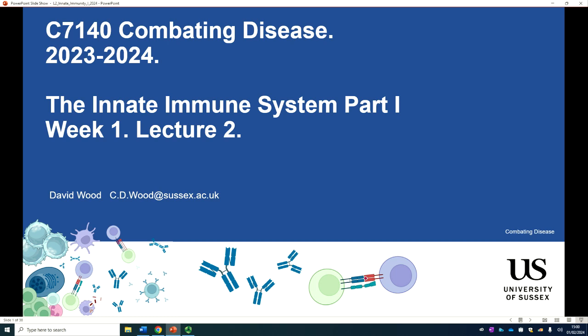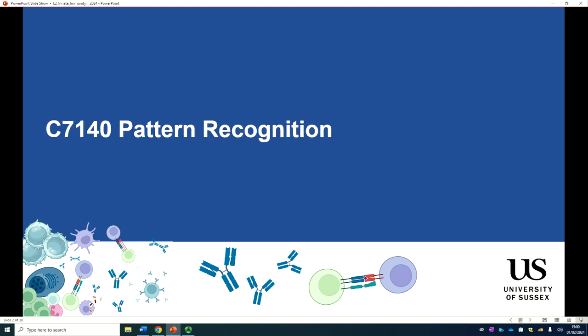Okay, so this week we're continuing on with our look into the innate immune system. And this week we'll be focusing on what we call pattern recognition. So we'll explore that today.